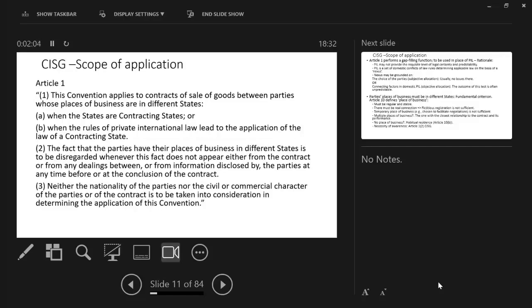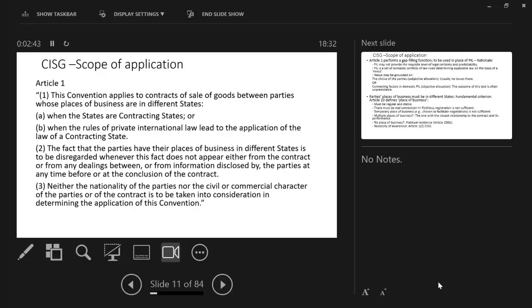So in many cases where only one party is a contracting state, the CISG will still apply in that transaction. The fact that the parties have their places of business in different states is to be disregarded whenever this fact does not appear either from the contract or from any dealings between them or from information disclosed by the parties at the time. Neither the nationalities of the parties nor the civil or commercial character of the parties or of the contract is to be taken into consideration in determining the application of the convention.